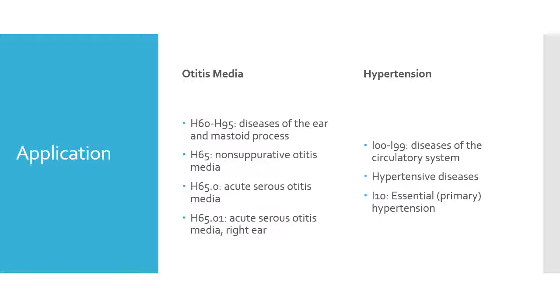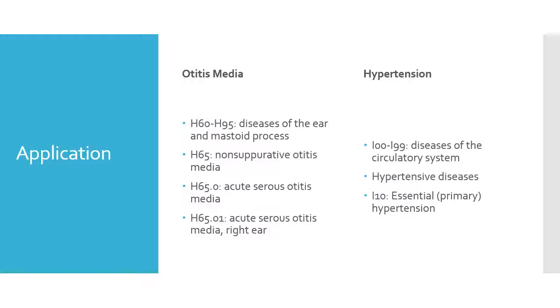It is an acute serous otitis media, so this would be H65.0, but now you have to pick the anatomical position. Is it left, right, or bilateral? Your diagnosis is for a right-sided otitis media, so you code for H65.01.